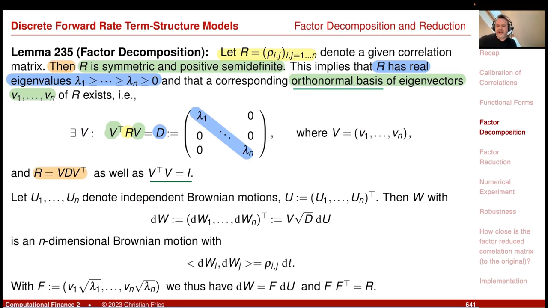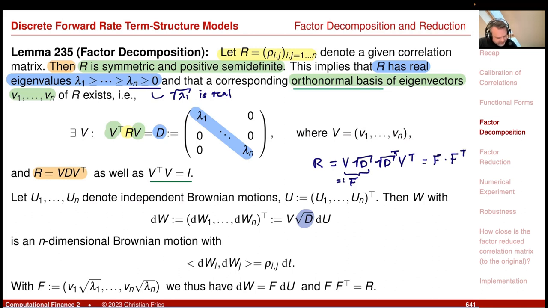That's just basic linear algebra, but now I have my factor matrix F. Since all my eigenvalues are larger or equal to zero, the square root of lambda i is real. So I can look at the matrix square root of D, and I can decompose the matrix R as V square root of D, square root of D V transposed. Since D is a diagonal matrix, you could also write a transposed here. If you now define this as F, this is just F times F transposed.